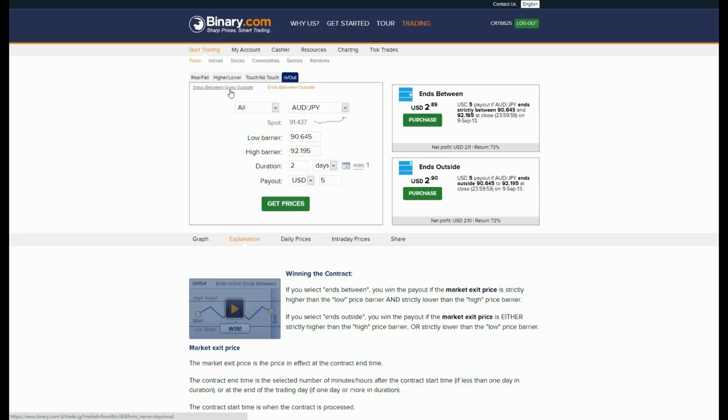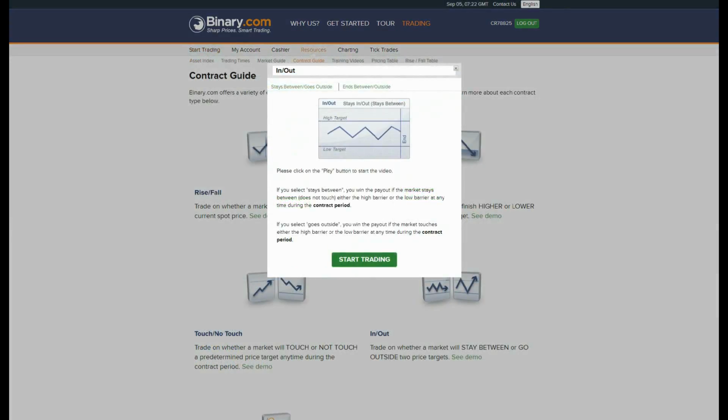If we go for the stays between or goes outside option and choose stays between, it means that we believe the market price will stay between the two barriers for the duration of the contract. If you select stays between, you win the payout if the market stays between the high barrier and the low barrier during the entire contract period. If you select goes outside, you win the payout if the market touches either the high barrier or the low barrier at any time during the contract period.